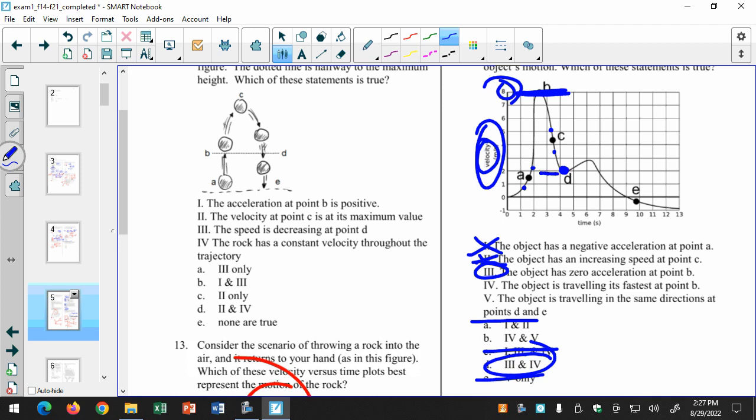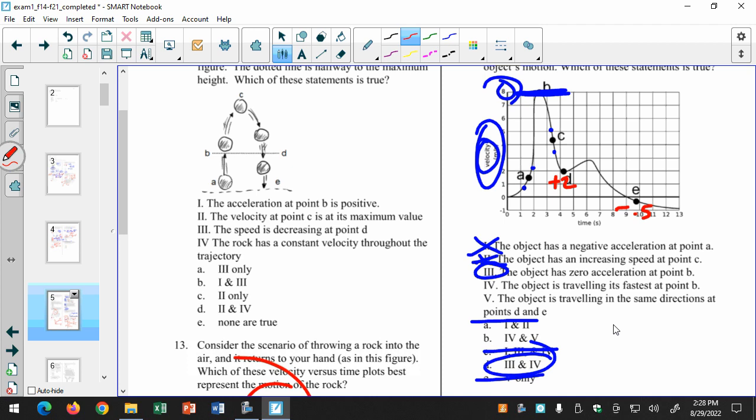Sorry. At point D, the velocity is positive 2. At point E, it's negative 0.5. So notice they've changed directions. When it crosses over that axis, it changes direction from the positive to the negative direction.